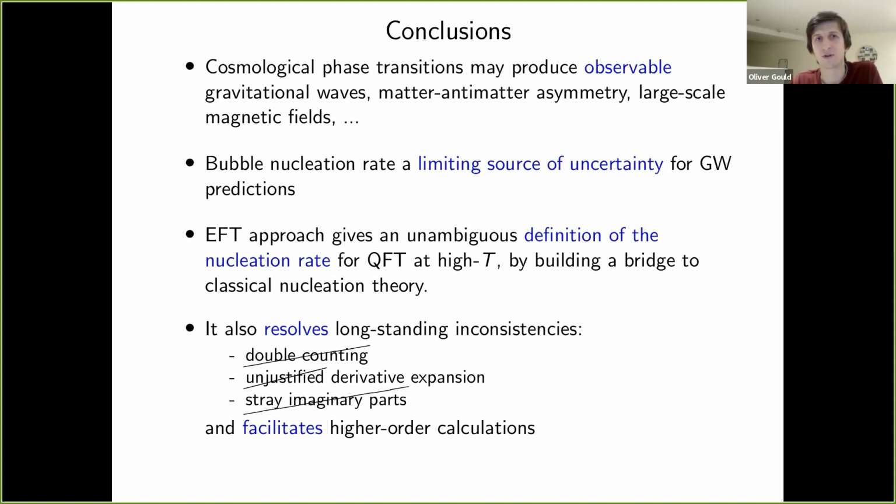So the first two are from the intro. Basically, phase transitions can give us observable effects like gravitational waves. The bubble nucleation rate is potentially a limiting source of uncertainty for predictions of these gravitational waves. There are many problems in this bubble nucleation rate, and I think using this EFT approach gives us an unambiguous definition of the nucleation rate for QFT at high temperatures by building a bridge to classical nucleation theory. It resolves a bunch of inconsistencies which have stood for a long time, and it also facilitates higher order calculations. As I pointed out at the end there, you can get these two loop parts and so on.